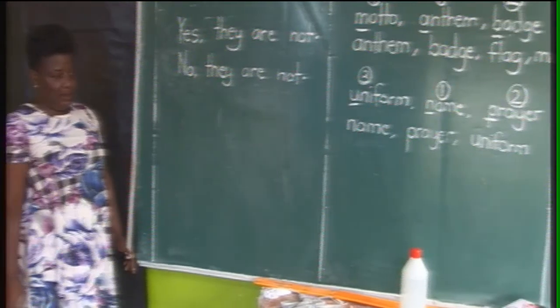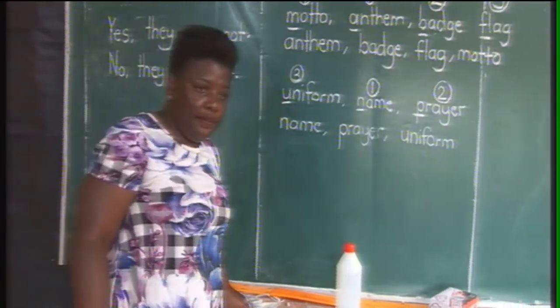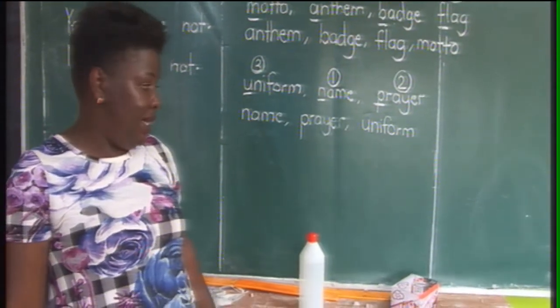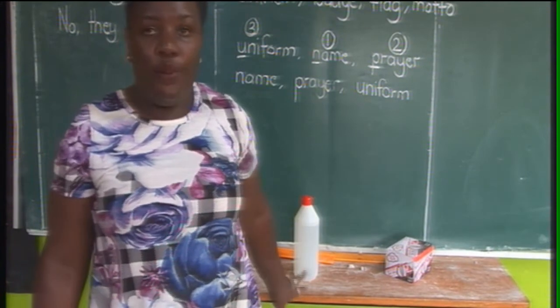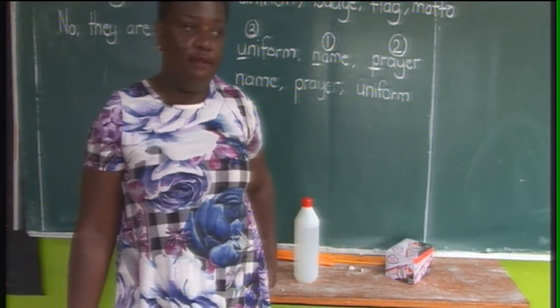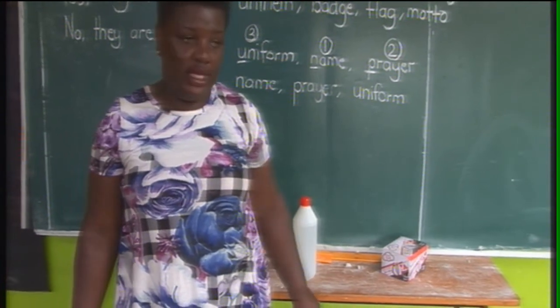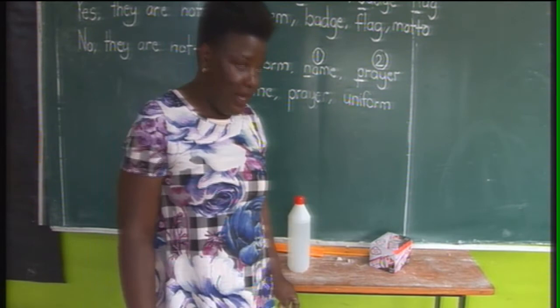I'm near it. Okay? So here I have a table and here I am standing. The table is here and then I'm here. Where is Teacher Diana? Teacher Diana is in front of the table. So that is the position, the place.